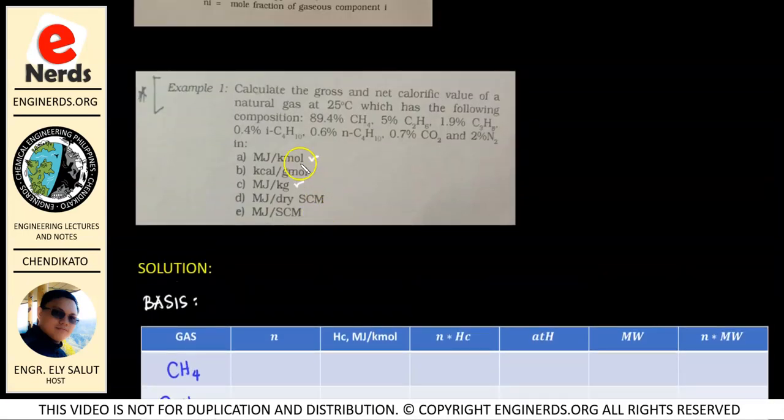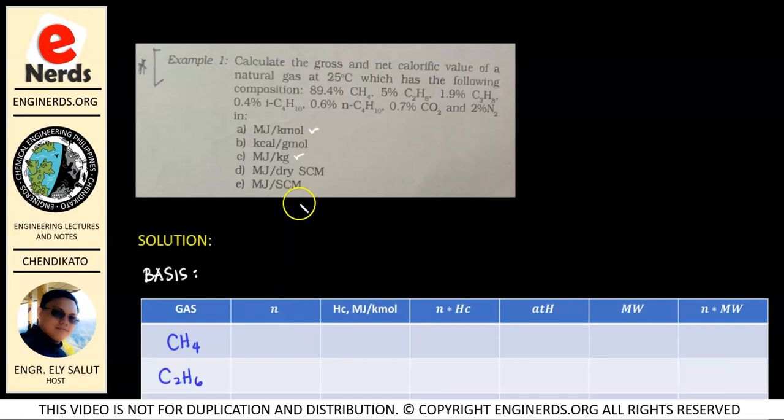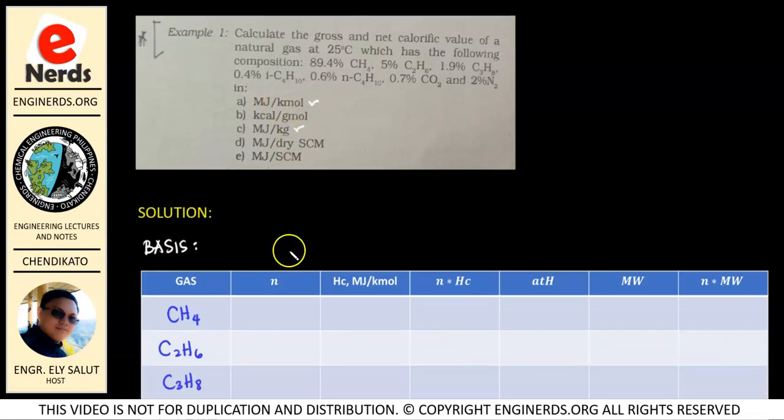So, kung makita ninyo, ang hinahanap natin is expressed in kilomole, or kilogram mole. So, it's better kung ang basis natin is mag-base na tayo sa per 1 kilogram mole. So, let us set our basis as 1 kilogram mole para mas maging madali yung computation natin. 1 kilogram mole of natural gas. So, yan na yung ating basis. Para kung ano man yung mga makukuha nating value, it is understood that its value is per 1 kilogram mole of our natural gas.